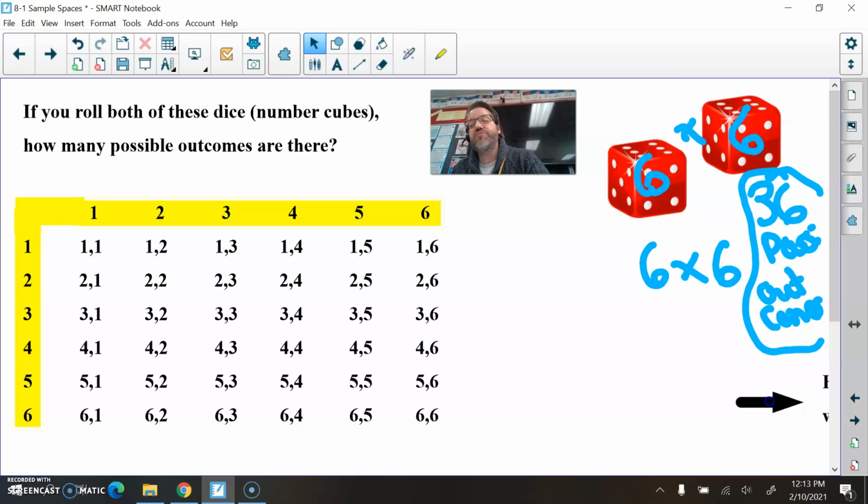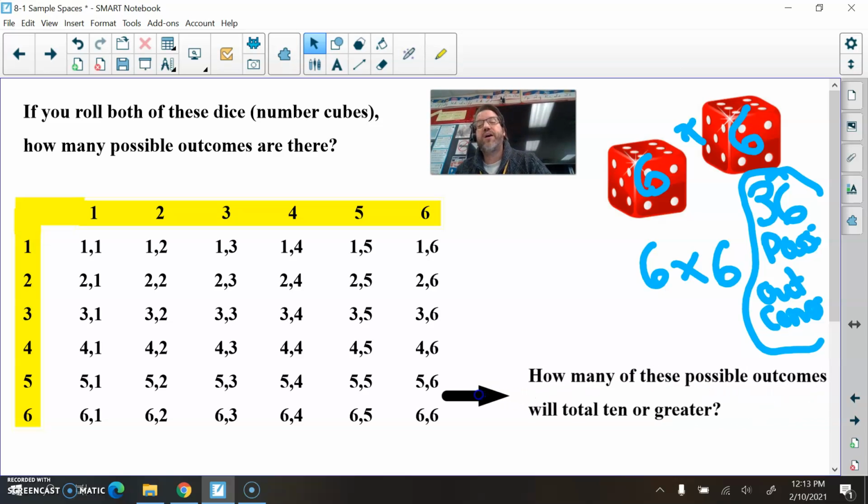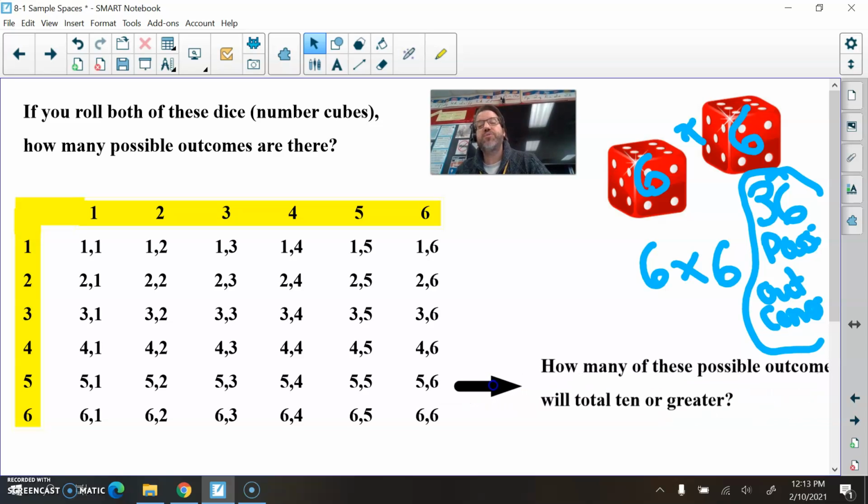All right, check this out now. I got a bonus question for you. How many of these possible outcomes will total 10 or greater? Let's say you're playing a board game and you want to get a total of 10 or greater to move your piece on the game board. And so let's see how many of them give us a total of 10 or greater. A 4 and a 6 would total 10, wouldn't it?